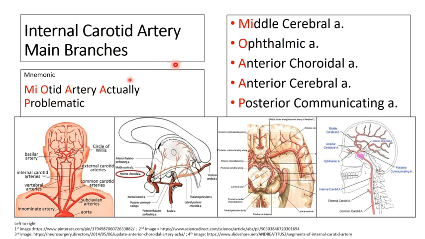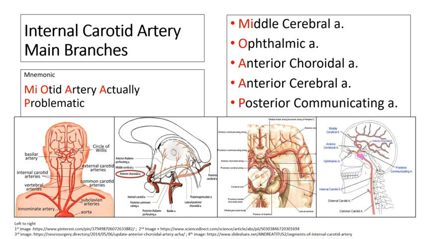ophthalmic, artery anterior, actually the anterior cerebral artery, and the problematic is posterior communicating artery. I have given 4 different pictures to give you clear understanding on how these different branches of internal carotid artery spread throughout the brain.